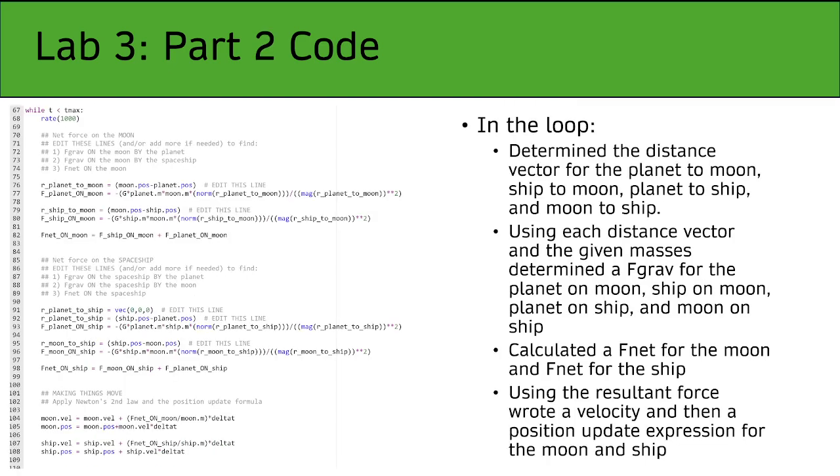For the second bit, in the loop, I determined the distance vectors from the planet to moon, planet to ship, and the moon to ship. Then, using each distance vector and the given masses and the formula for universal gravitation, I determined FGrav for the planet on moon, ship on moon, planet on ship, and moon on ship. Then I calculated FNet for the moon and FNet for the ship by adding, and then, using the resultant force, wrote velocity and position update expressions for the moon and the ship.